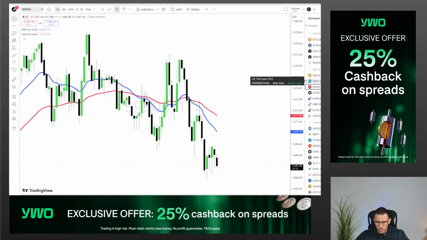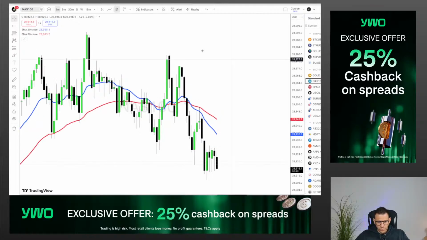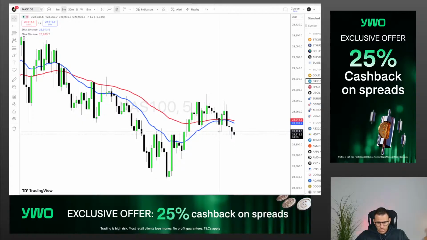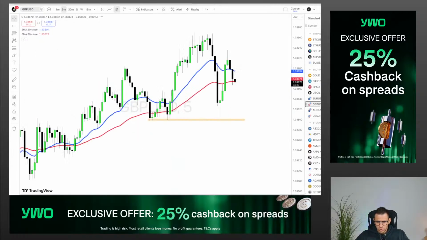Nasdaq also moves a little bit today. Yeah, not that much, of course, but it gives some decent moves. Great British pound, that pin bar was a really good one.